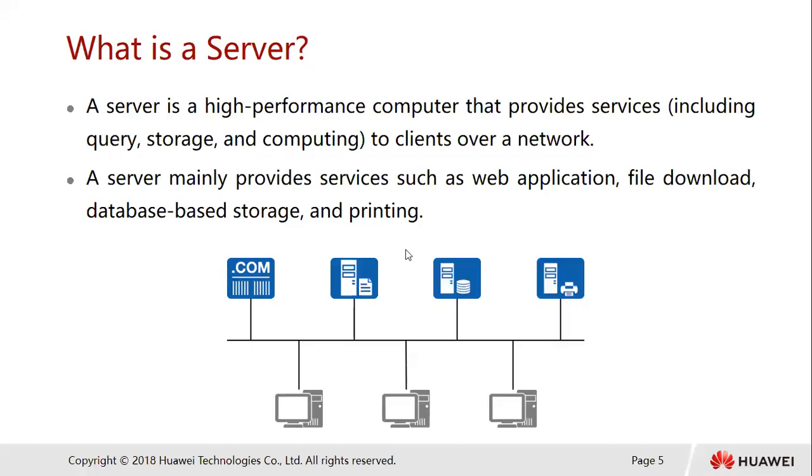A server mainly provides services such as web applications, file download, database storage, as well as printing. So this is a network here. These are what we call the clients. And then here we have different types of servers. This is the email server here. This one here is the file server, and this one is the database server, and then we have the server here which offers printing services. So the clients always ask from the server, and the server has to provide that information.